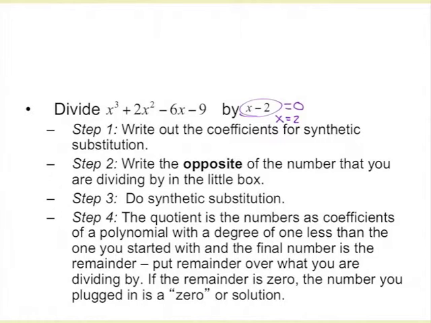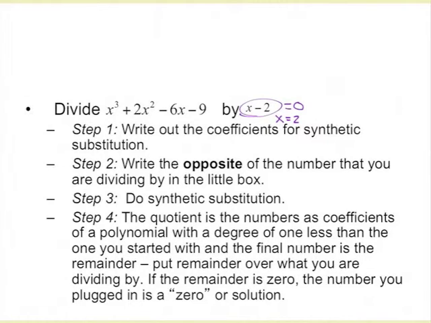Off to the side, in the last problems it told us x equals something. We knew what to put there. Here it doesn't tell us what x equals, it's telling us to divide by something. So we're going to take that and say if that equals 0, then what does x equal? And plug that off to the side. Then we're going to do the synthetic substitution. The quotient, it says then, is the numbers as coefficients. So that whole bottom row of numbers that we got is important here. They are going to be the coefficients of our answer.